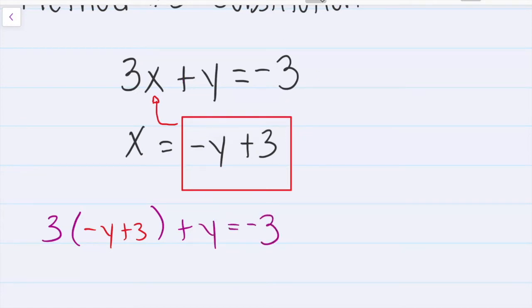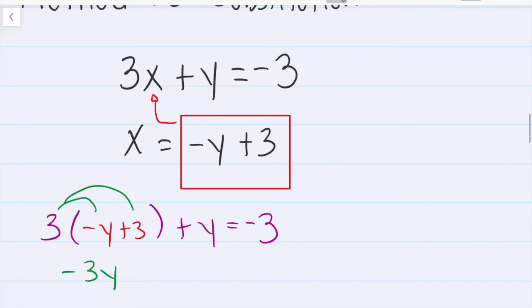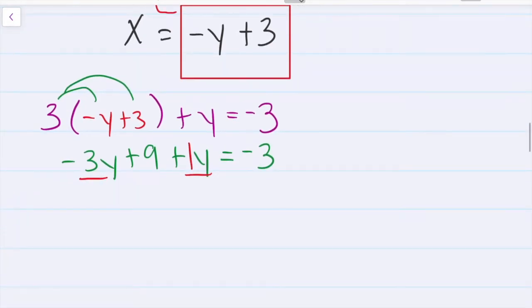And now let's just solve for y's, because that's all we have. Let's do the distributive property. 3 times negative y is negative 3y plus 9 plus y equals negative 3. Now, can I combine like terms? Yep, we have a negative 3y plus y. Remember, there's always a 1 in front of the y. So what's negative 3 plus 1? You got it. It's negative 2y plus 9 equals negative 3.